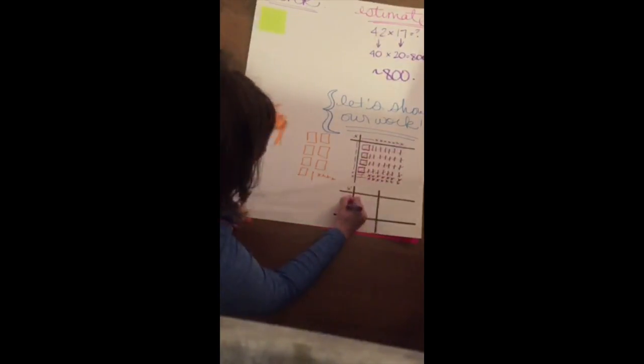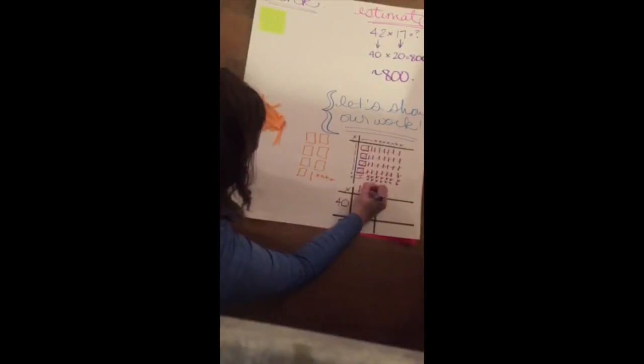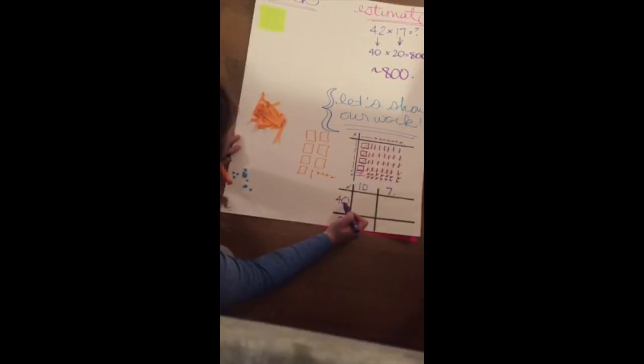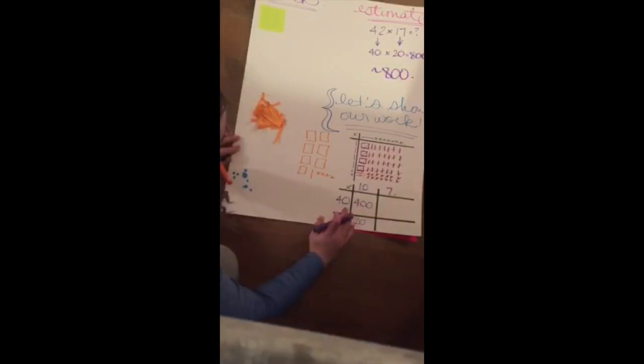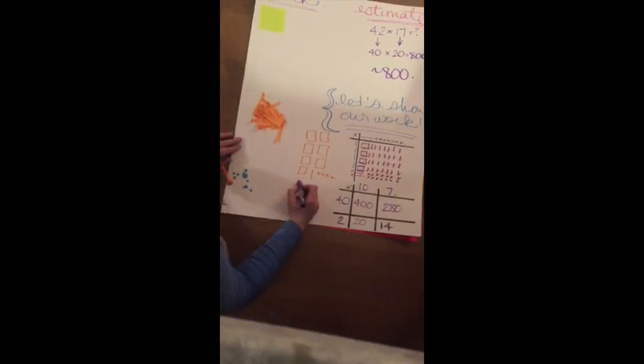To further verify my answer, I can create a grid that breaks each number down into friendly numbers. 42 becomes 40 and 2, and 17 becomes 10 and 7. Now, I simply multiply each factor and add the product of each box together to get the total product of 42 by 17. Once again, I get 714.